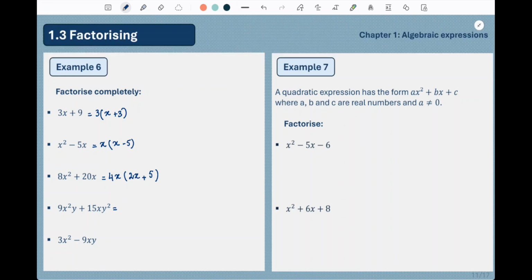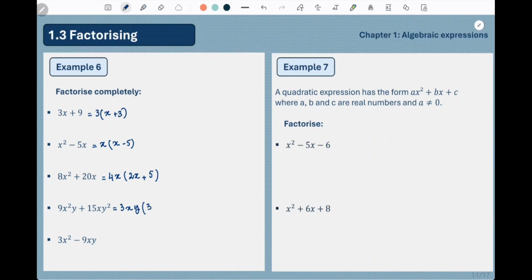Here again, I'll focus on the numbers first. The common factor between 9 and 15, the highest one, is 3. 9 is 3 times 3, and 15 is 5 times 3. Moving on to x, the highest one is x. Moving on to y, between y and y squared, the highest is y. So now I'd have to retrieve my 9x squared y. I'll focus on that first.